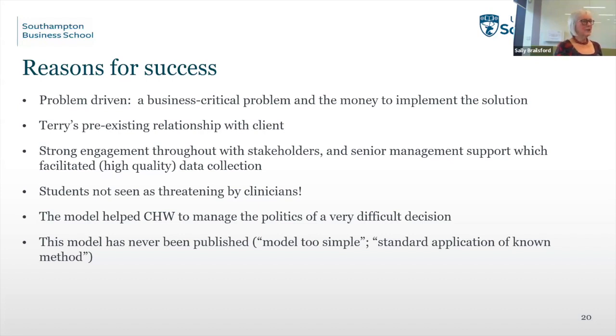So it was essentially a really difficult political decision, which they worked out for themselves with the help of the model. But I've never been able to publish this. I know if I attempted to publish it, these are the sort of comments I would get. So although I talk about it a lot, it's one of my three success stories, you couldn't publish that really.